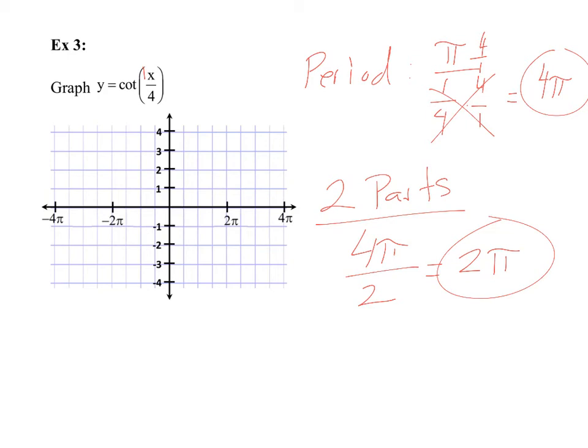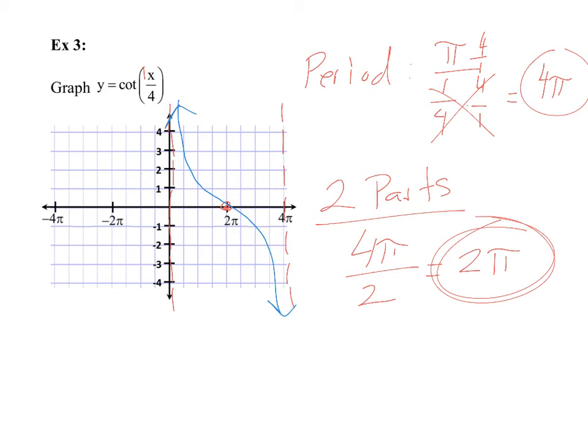Now, here's my starting asymptote, x equals 0. And then I move to the right using one increment, so 2 pi. And then I move to the right again with another increment, 2 pi. I get another asymptote. Okay, and with tangent, you start from the bottom and you work your way up. But with cotangent, you start from the top and go down.